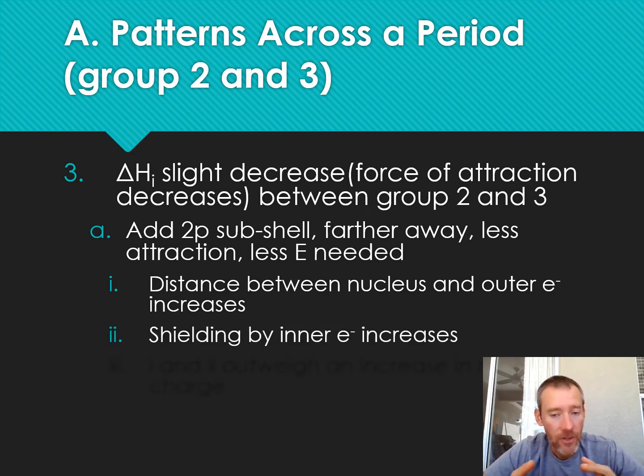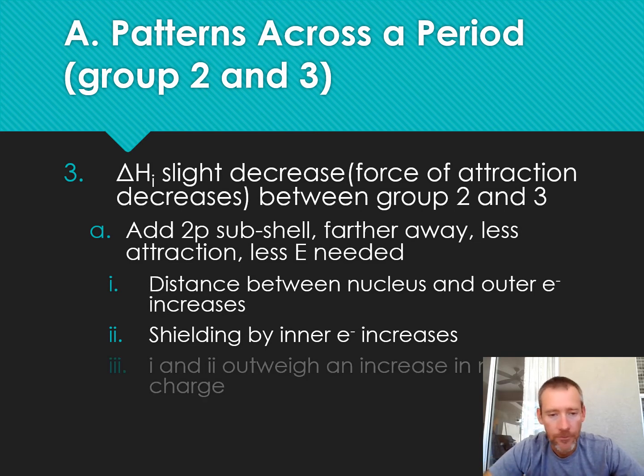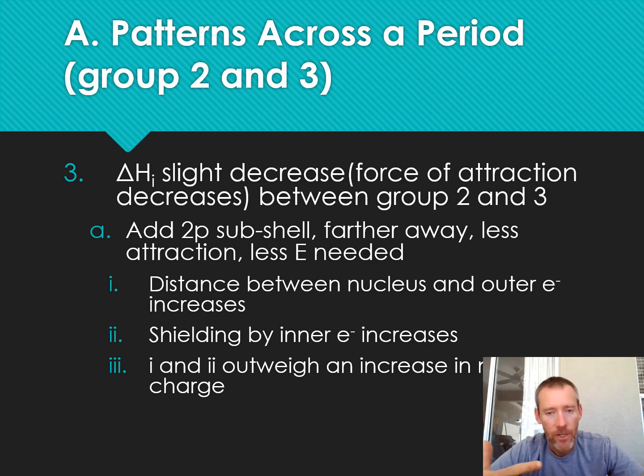And therefore, if there's another subshell, there's going to be increased shielding. So the 2s is shielding the nucleus, so that 2p is easier to remove. So again, between 1 and 2, the distance and the shielding outweigh the increase in the proton charge. So that allows less energy to remove that electron. So you're looking at the distance and shielding. That's why there's a dip.